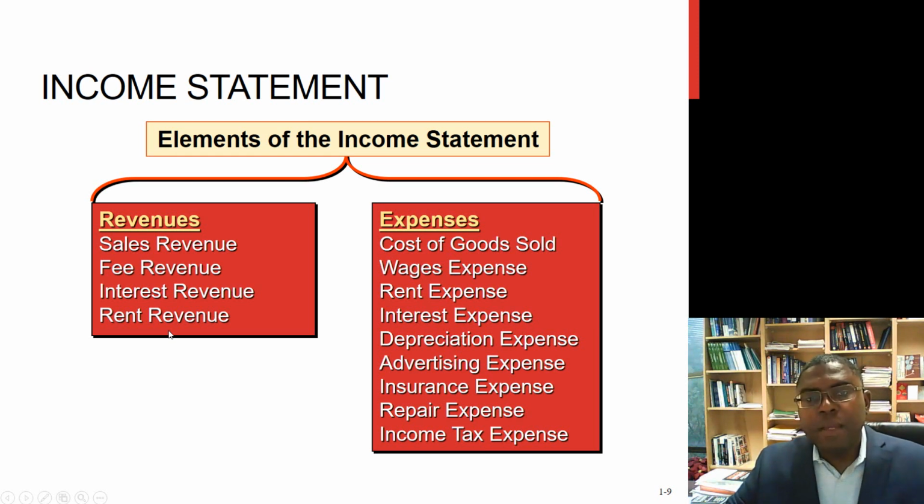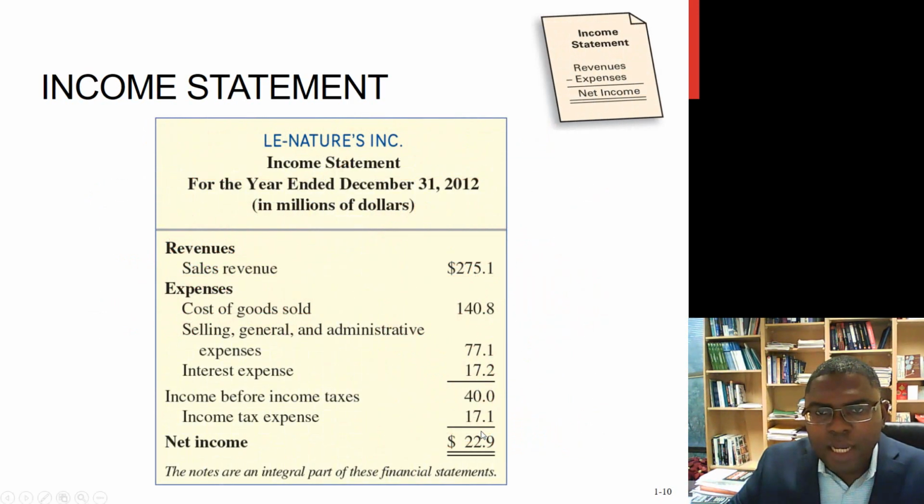The income statement will have the revenue, and then we subtract all the expenses to know whether there is a net income or a net loss. Expenses will include things like cost of goods sold, wages expense, rent expense, interest expense, depreciation expense, advertising expense, insurance expense, repair expense, and income tax expense. We'll look at an example.